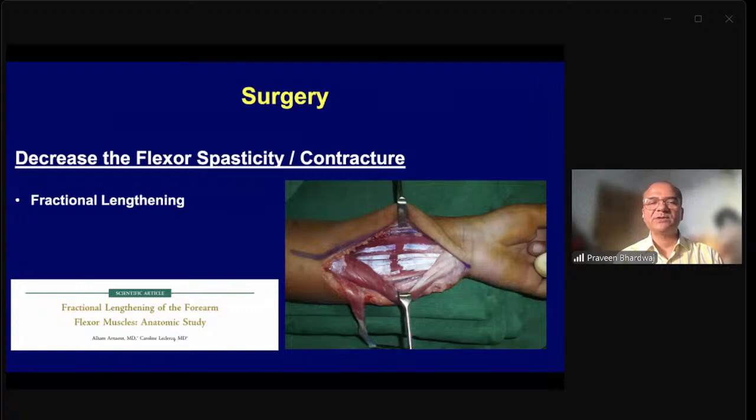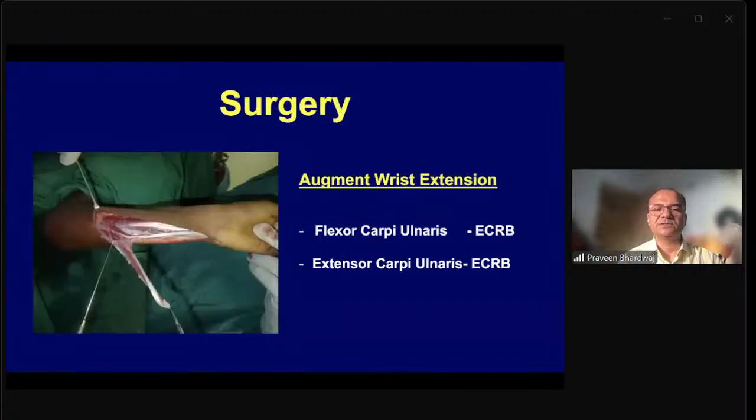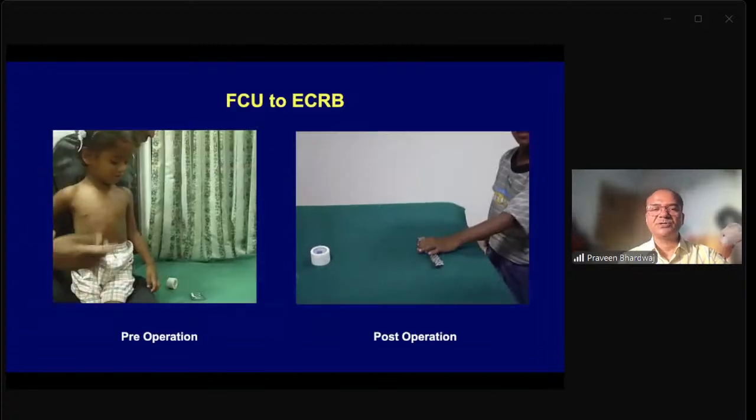The commonest operation for reducing spasticity by far is the fractional lengthening, where you divide the tendinous part at the musculotendinous overlap area, and you can roughly get about 1.5 centimeters of lengthening, and it also reduces the spasticity. The augmentation of wrist extension, which is the commonest operation required, could be done by FCU to ECRB or ECU to ECRB. FCU to ECRB, everyone is more familiar with, and it is a commonly done operation.